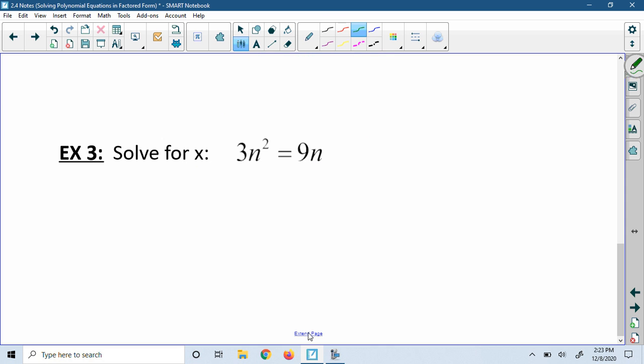Last but not least, sorry, this video's gone a little long. Once again, I typoed. I think I was copying and pasting a lot, and I forgot to change the variables. 3n squared equals 9n. This equation is different than anything else we've seen today because it doesn't equal 0. Well, when you get something that doesn't equal 0, you better make it equal 0 so we can factor it and solve it. So I'm going to subtract 9n from each side.